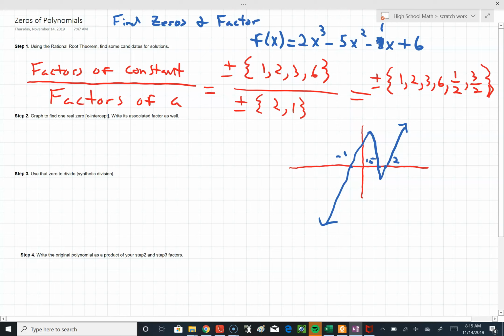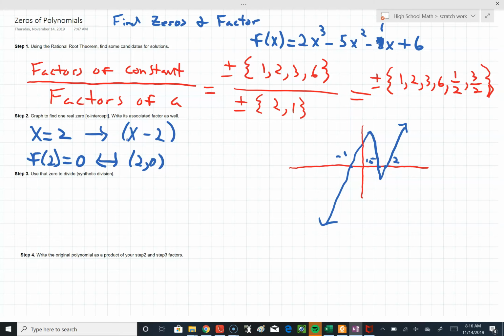So step 2 says graph to find one real 0. Write its associated factor. So we have found the 0, x equals 2. What we are saying is f of 2 is 0. That's the same as saying 2 pairs with 0. We can see that point, 2 pairs with 0. Since x equals 2, what is the associated factor? Close. It is going to have a -2 in it. Good. Since the 0 is x equals 2, the factor is x minus 2. I could subtract 2 from both sides, and we would see x minus 2 goes with 0. Is everybody okay with that?